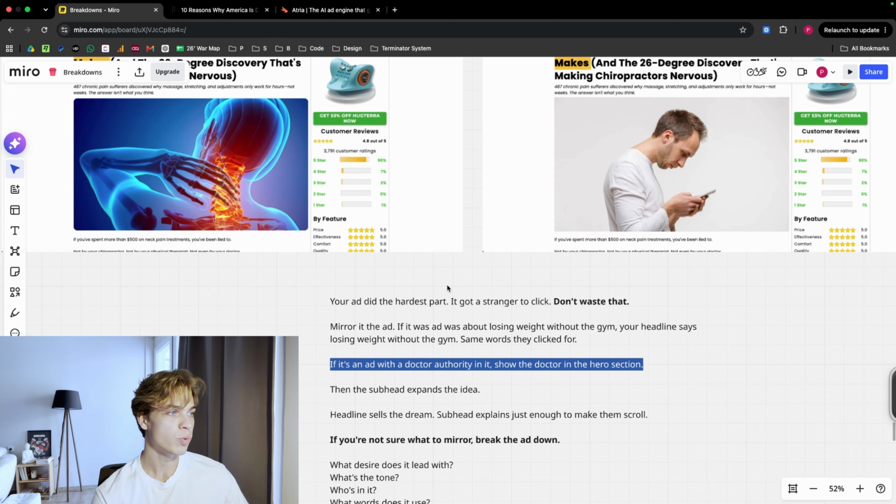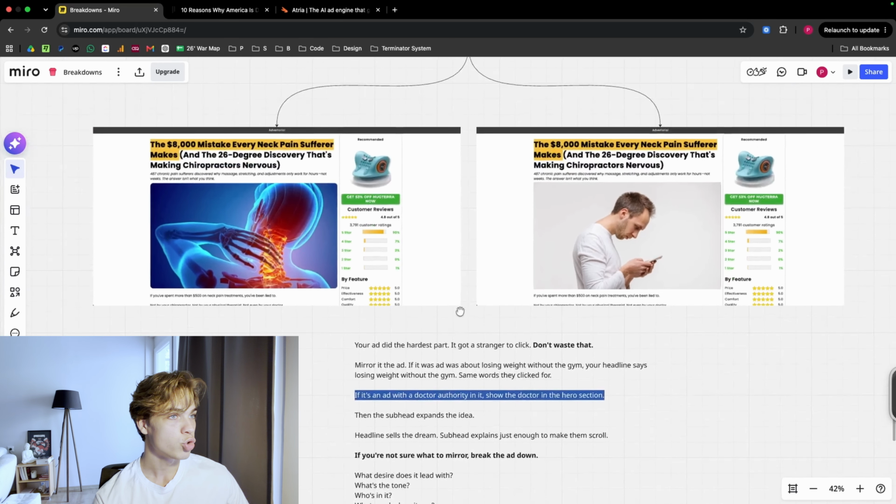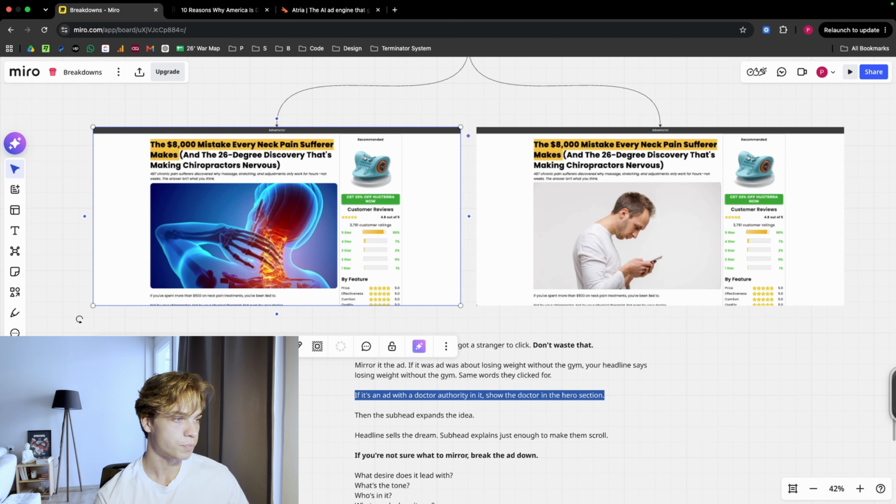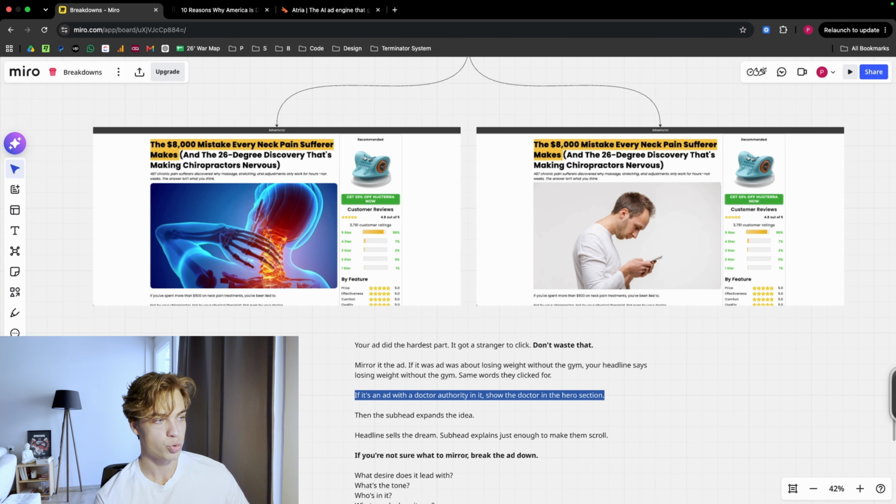If it was an ad about losing weight without the gym, your headline should say losing weight without the gym, same words that they clicked for. If it's an ad with a doctor authority in it, show the doctor in the hero section, right? Then the subhead is going to expand it. The headline is going to sell the dream. The subhead is going to explain just enough to make them want to scroll more.